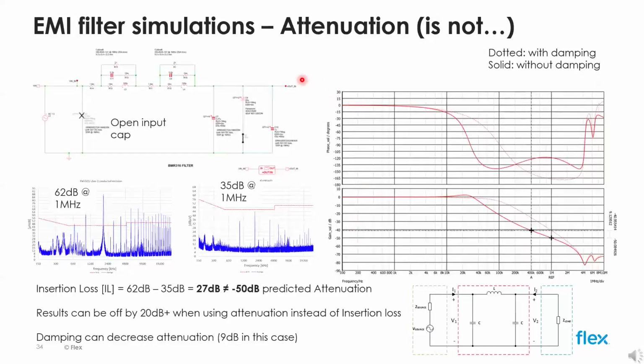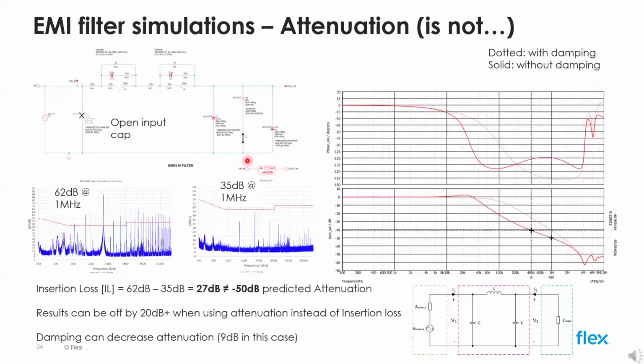Last but not least, let's see the filter attenuation simulation. Here you can see the complete filter schematic and note that the input capacitor has been disabled because it's shorted by the zero output impedance of the input voltage source. Again, attenuation depends only on output impedance, and I'm using an approximation here.